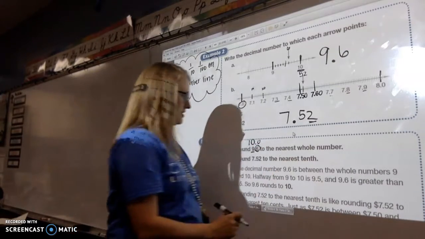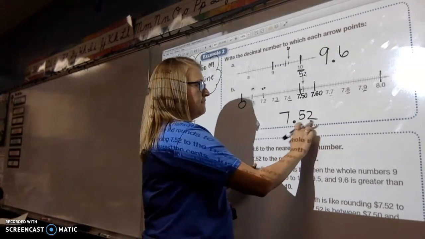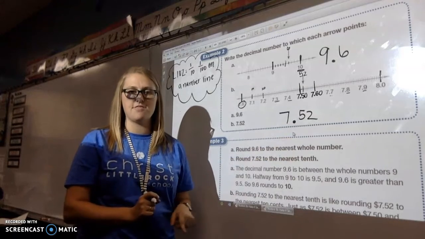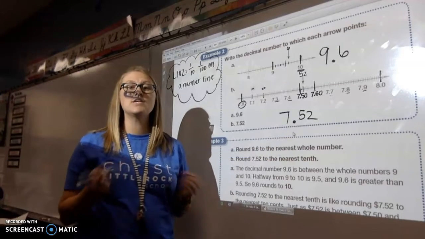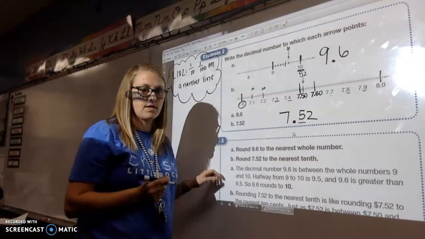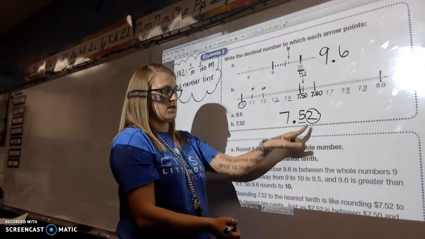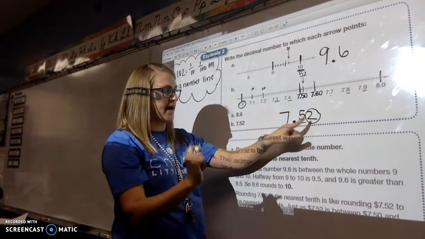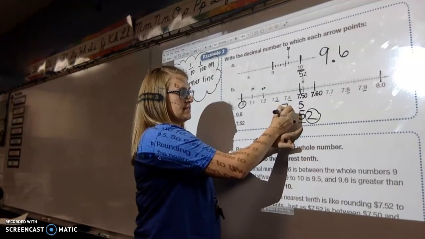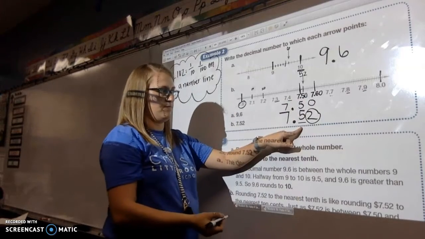Now I'm going to make this a little bit bigger for you because I just realized it's hard to see. So I have 7 and 52 hundredths, which is up here. It says round this to the nearest tenth. So I need to underline my tenths place, which is the 5. I underline the one I'm rounding to. I circle next door. This 2 is less than 5, so my 5 is going to stay the same. Everything before it stays the same. Everything after it turns into a 0.